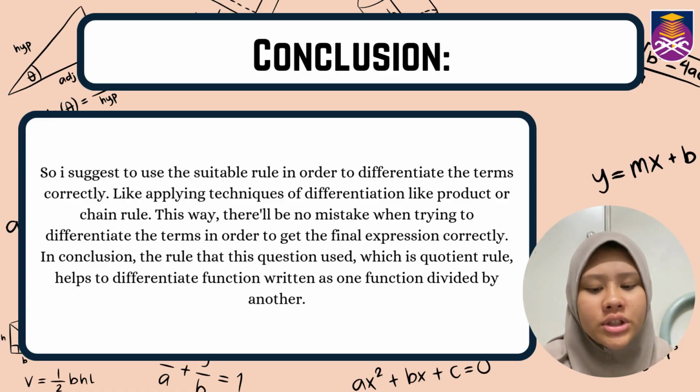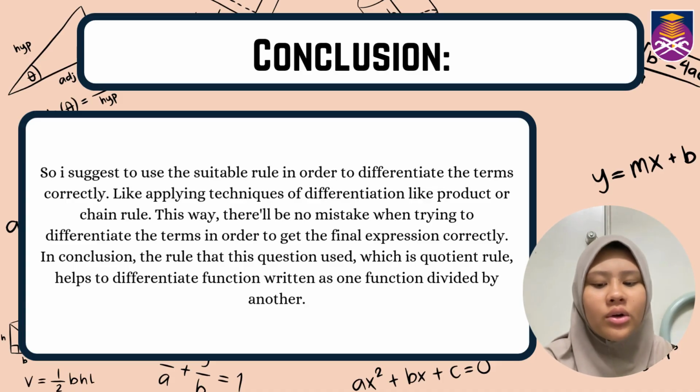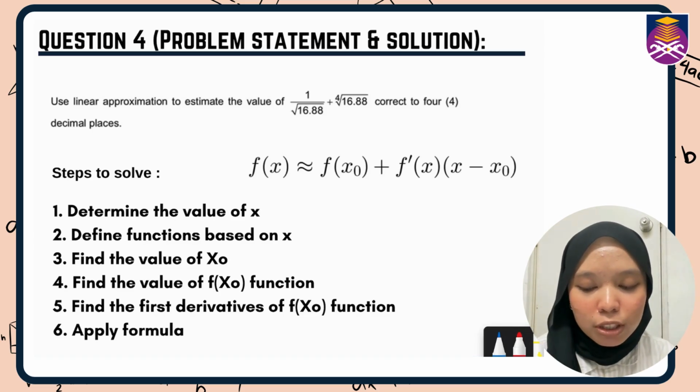So in conclusion, I suggest to use the suitable rule in order to differentiate the terms correctly, like applying techniques of differentiation like product or chain rule. This way, there will be no mistake when trying to differentiate the terms in order to get the final expression correctly. In conclusion, the rule that this question uses, which is the quotient rule, helps to differentiate a function written as one function divided by another. So we're moving on to the last question, which is question 4.